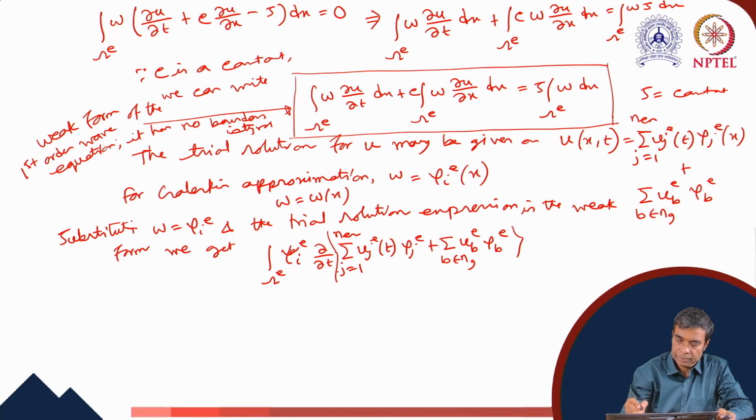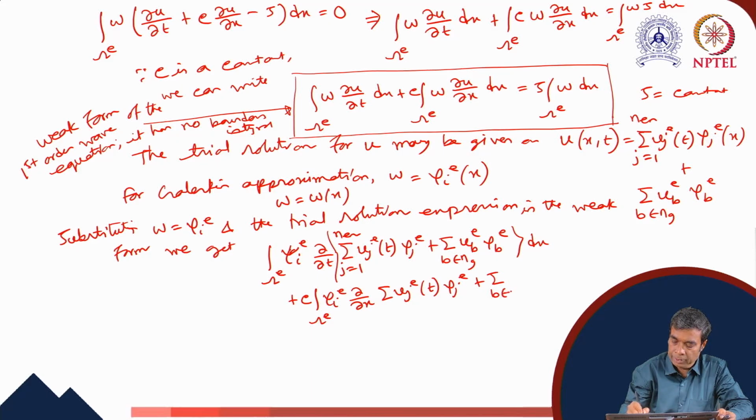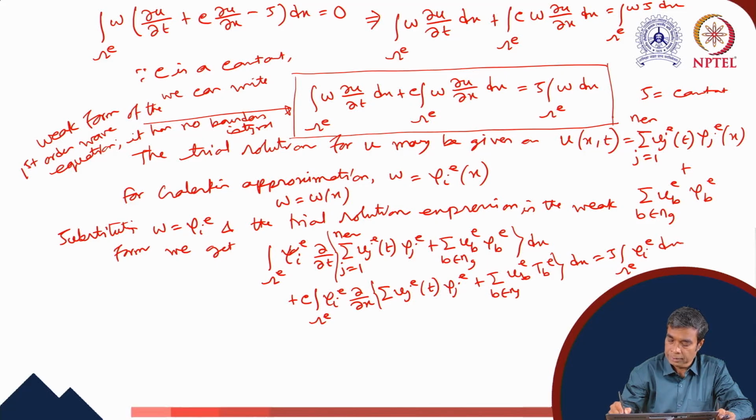This is the trial solution portion dx plus c integration over omega e, w means psi I e for Galerkin approximation, del u del x is del del x into summation of u j e times psi j e plus summation b belongs to eta g u b e t b e dx equals to s into integration over omega e psi I e dx.